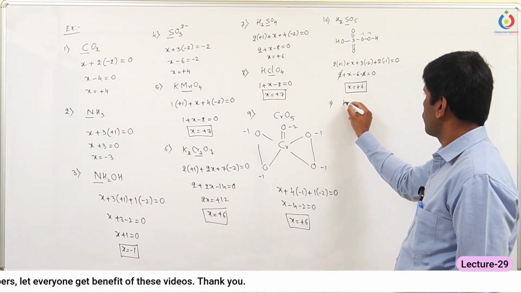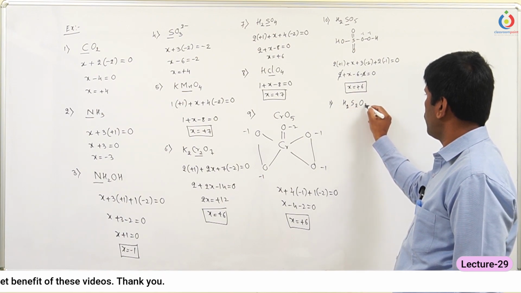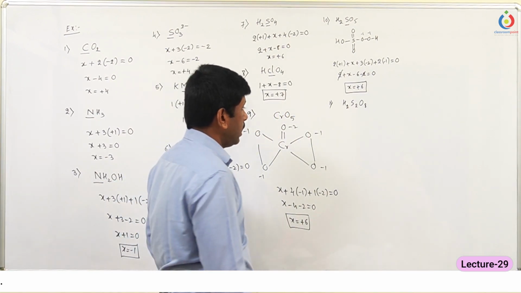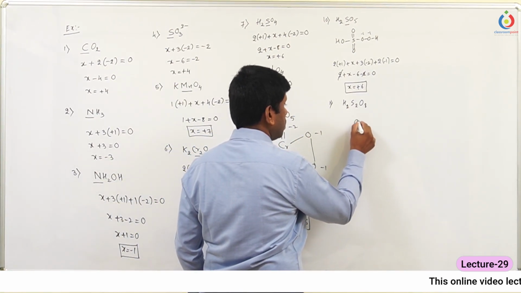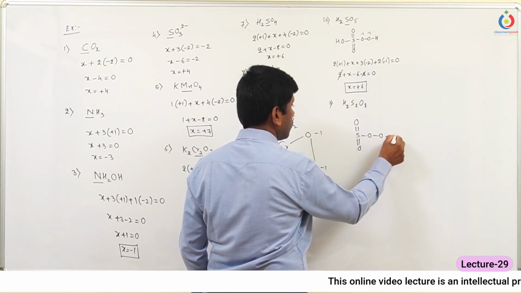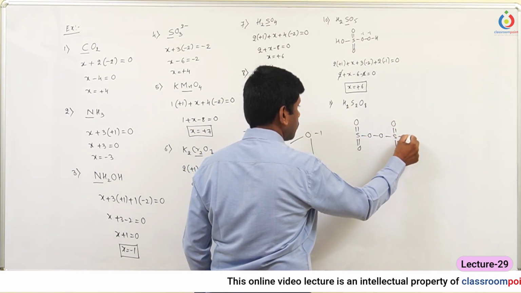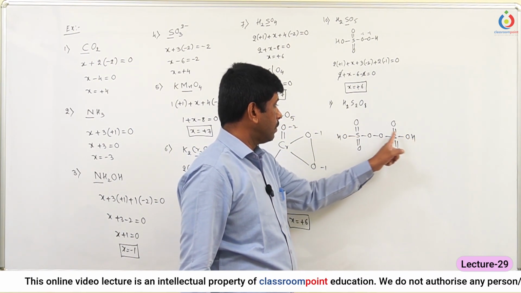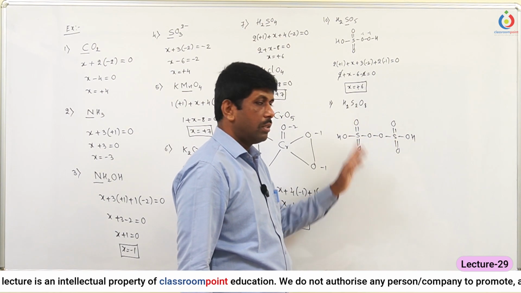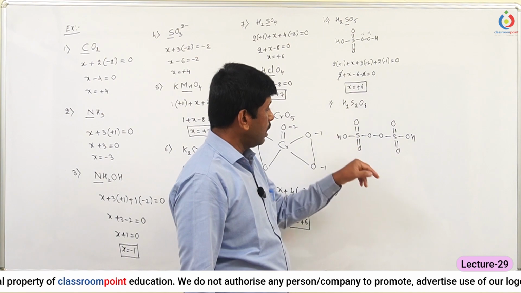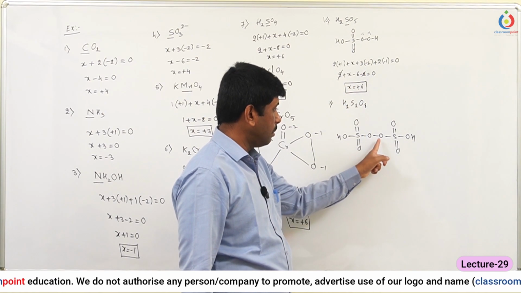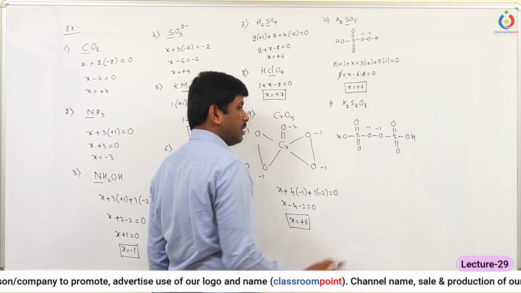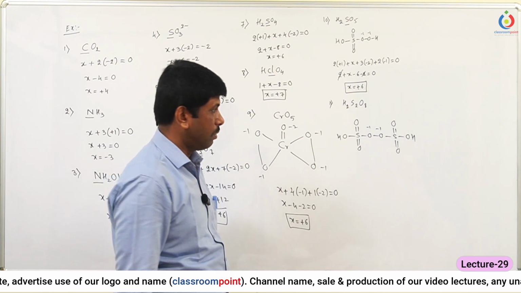Next, H2S2O8. This is called peroxodisulfuric acid. So here the structure of this molecule is, you can see here, H2S2O8, 8 oxygens are there. Here also, similarly to the earlier one, a peroxy bond is there. This means these 2 oxygens are exhibiting only the minus 1 oxidation state. The rest of these 6 oxygens are each exhibiting the minus 2 oxidation state.